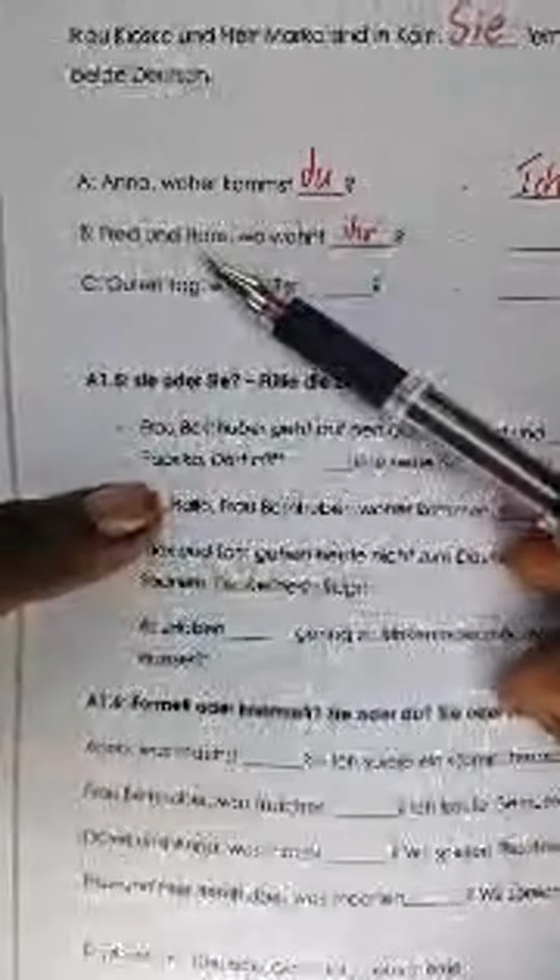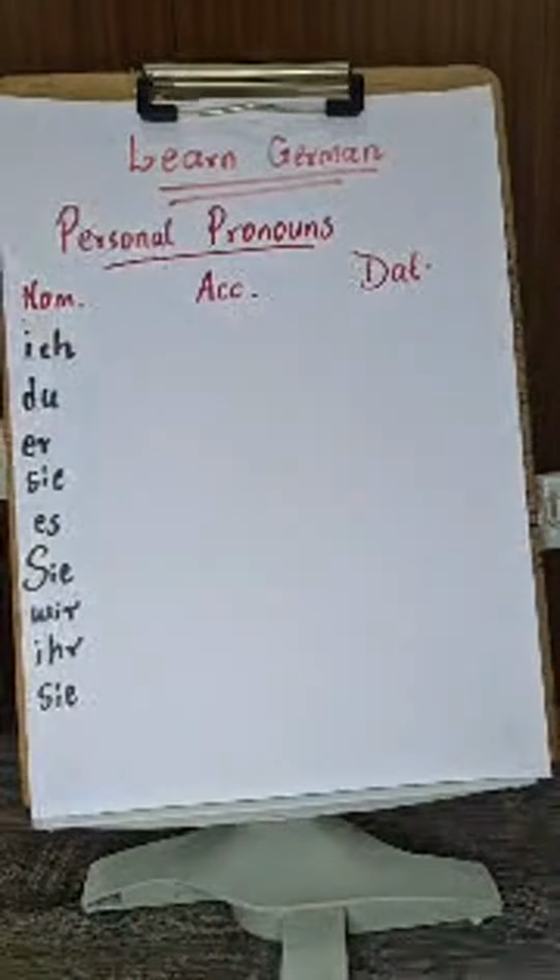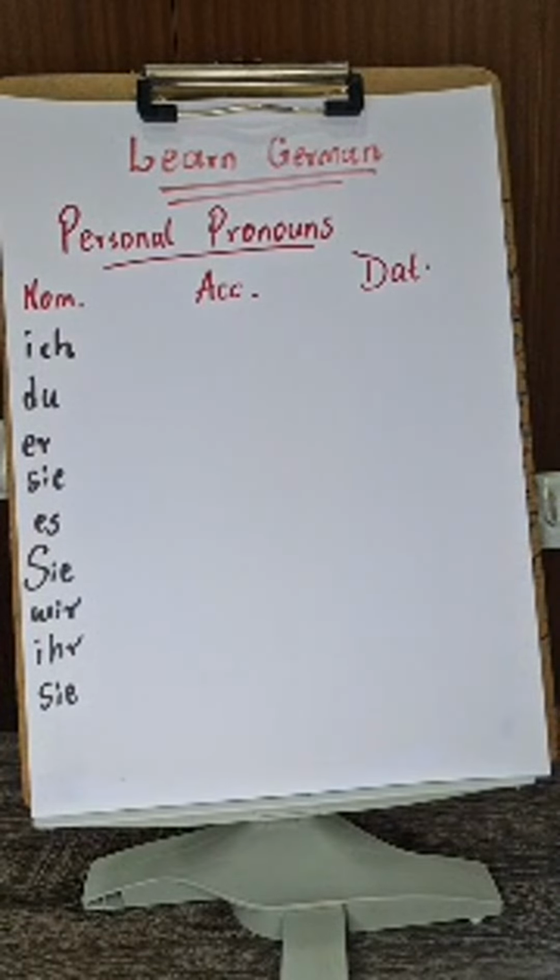So, Fred und Hans, wo wohnt ihr? And then they say, dash wohnen jetzt in Köln. Both of them. So, wir wohnen. Now I should answer by saying, wir wohnen.